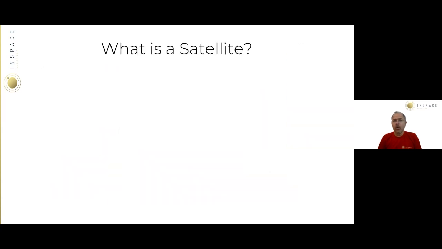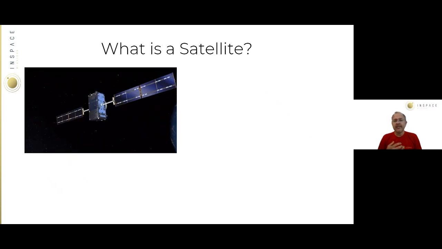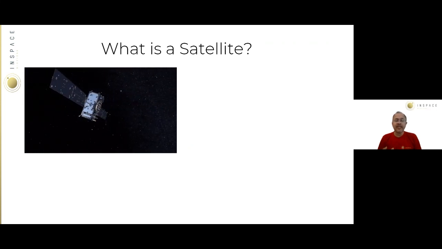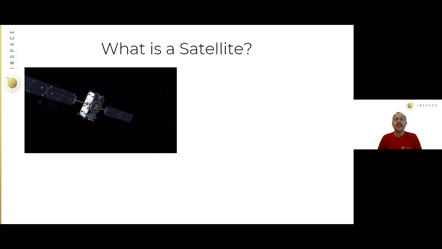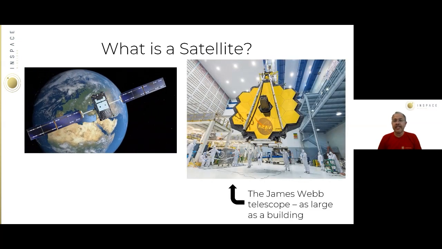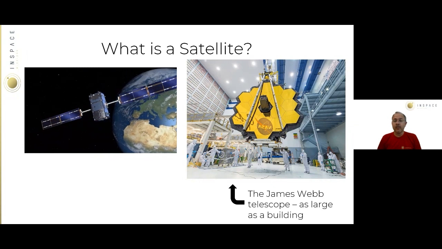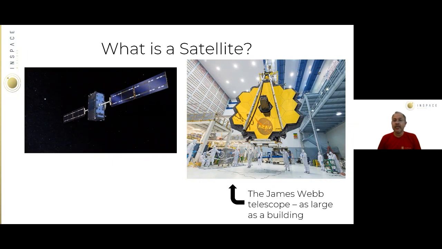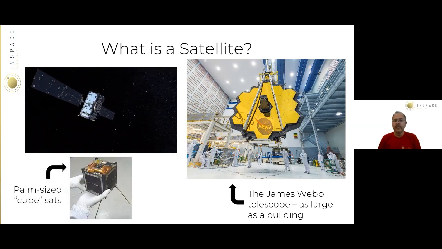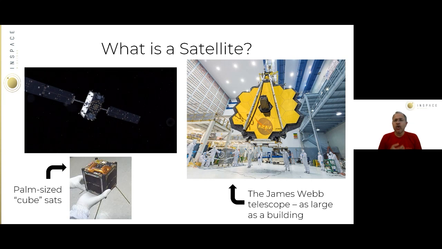Now, I'm sure you all know what a satellite is, but let me cover it again anyway. A satellite is a vehicle that is sent into space that sometimes can orbit around the Earth, sometimes can be sent to orbit other planets, or to observe the sun, or to observe deep space. Satellites can be massive. They can be as large as the James Webb Telescope, which was as big as a building, and it's currently out there looking at galaxies in the universe. Or satellites can be as small as your palm, what we call CubeSats, which all they carry is a computer and a radio, and that's it.